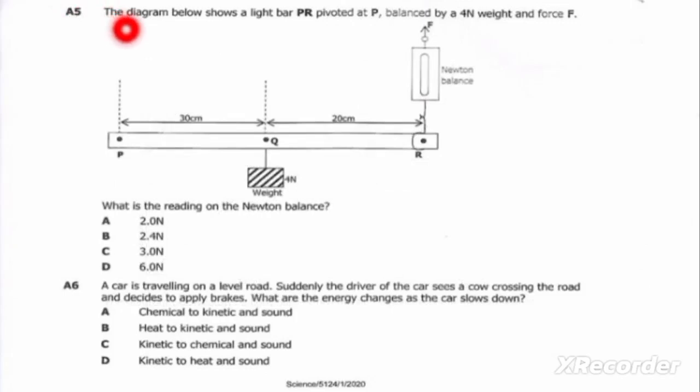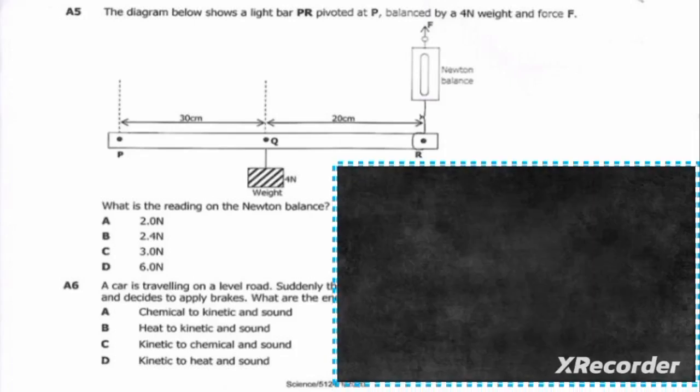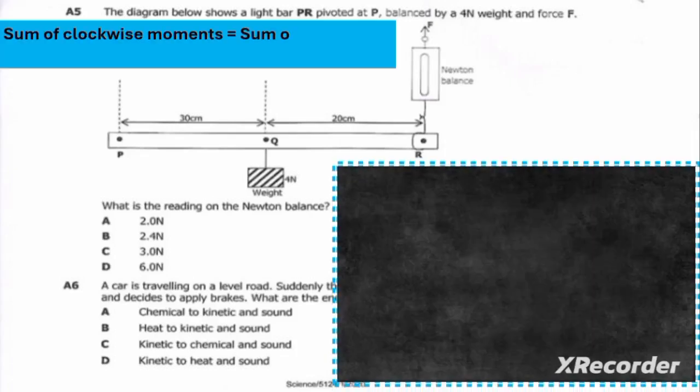Question A5. The diagram below shows a light bar PR pivoted at P, balanced by a 4 Newton weight and force F. What is the reading on the Newton balance? Okay, so we need to remember that the sum of clockwise moments is equal to the sum of anticlockwise moments. So which one is our clockwise moment? This is our clockwise moment. So we have the force, which is 4 Newton, and the distance, which is 30 centimeters.